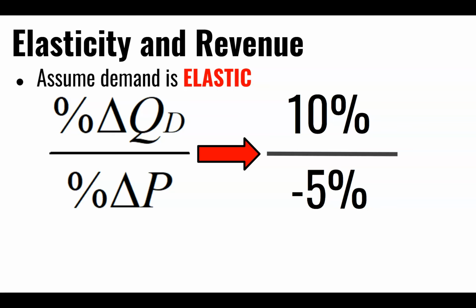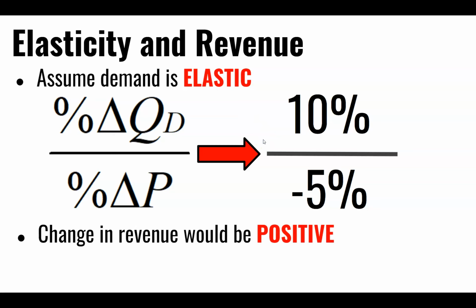So I'm reducing the price by 5%, that's negative. I'm adding 10% quantity demanded, so the net on that is a plus 5% change in total revenue. So this tells me that when demand is elastic and I drop the price, then I will see an increase in total revenue.